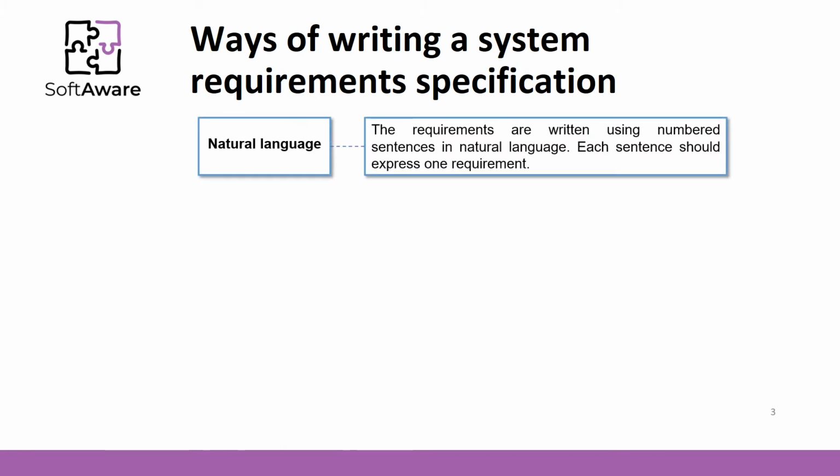Firstly, we can write specifications in natural language. This is mostly used at the initial stage of product or system development. When we meet a client, we can make notes of many things he says. Later on, these notes should become a formal document with numbered sentences, also written in natural language. Each sentence should express one requirement. This method has many disadvantages. I will present them later in this lecture.